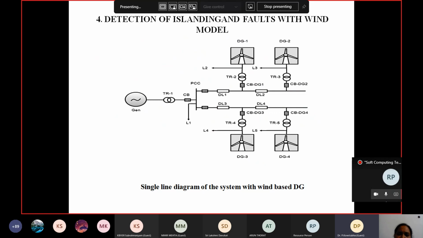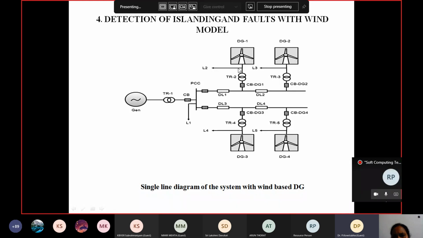This is the single line diagram of the system with the wind based DG. This is a grid transformer and circuit breaker. This is the point of common coupling. There are 2 feeder lines, and each feeder line consists of wind farm distributed generators, together 4 wind farm distributed generators. This system and the 4 wind farm distributed generators are connected to the grid by means of a point of common coupling, and there are 5 transformers. These are the distribution lines.